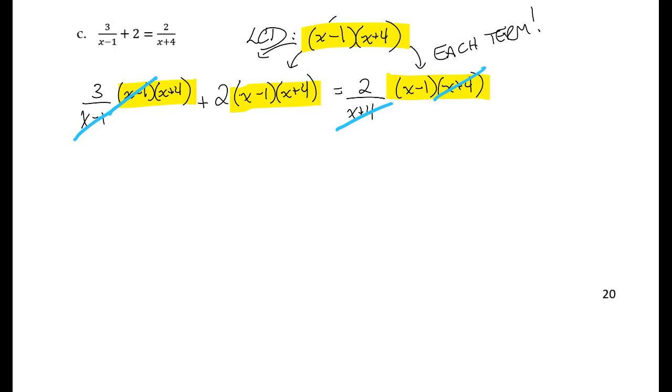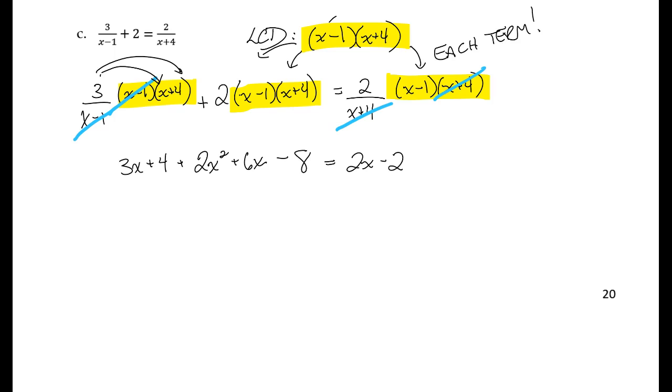So what I'm left with is 3 times x plus 4, so I can distribute that in. I've got 3x plus 4 plus, I'm going to have a quadratic that I'm then going to have to distribute this 2 into. So if you want to pause, go ahead. I'm going to end up with 3x, 6x minus 4 minus 8 equals, and then I'm only left with this binomial here, so that's 2x minus 2 once I distribute in there.